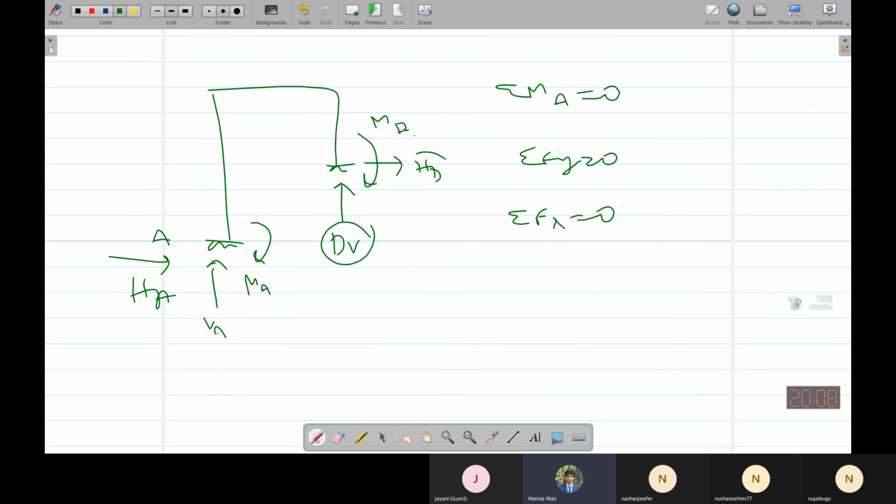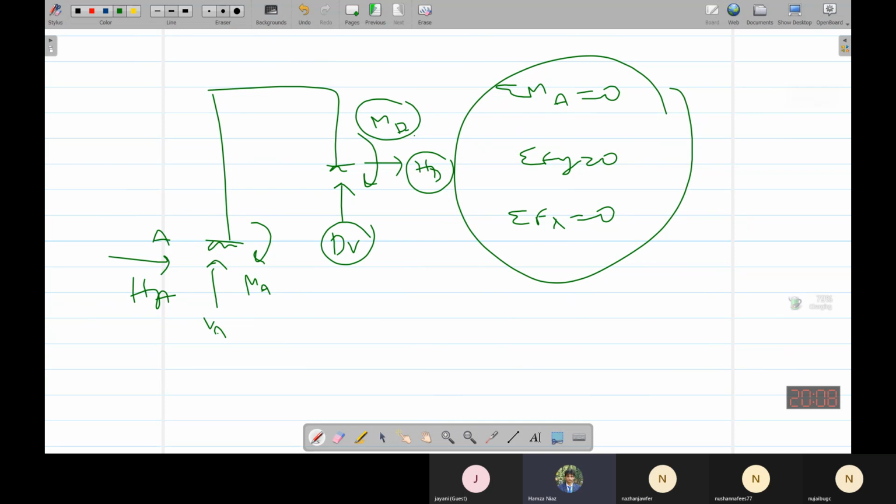Suppose we have DH, AG, and MD. We calculate these forces. Then we use the equilibrium equations to calculate all the others which were unknown. For example, we have HA, VA, and MA unknown. So we calculate these. And finally, we have to draw the shear force and bending moment diagrams.